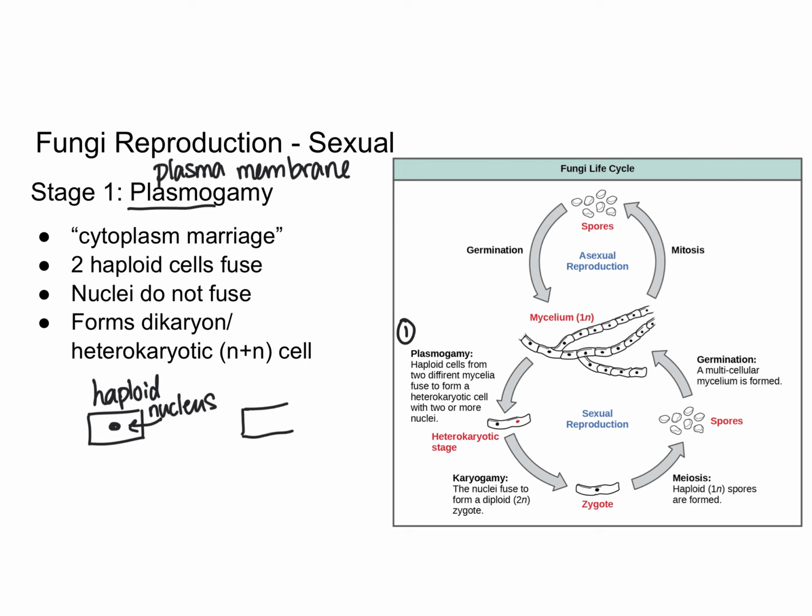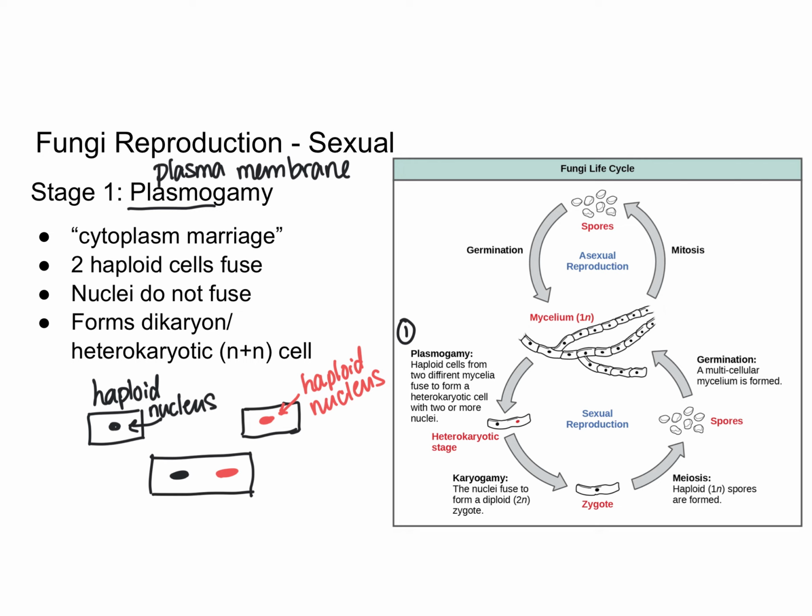And then you're going to have a second cell, also with a haploid nucleus, but notice that I drew them in different colors. And that's because these 2 haploid nuclei are genetically different from each other. Now, during plasmogamy, what happens is that the cell membranes are going to fuse, but the haploid nuclei are not going to fuse. So what we end up with is one cell with 2 separate haploid nuclei.